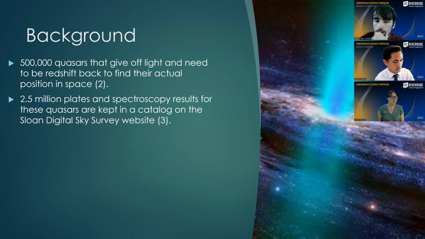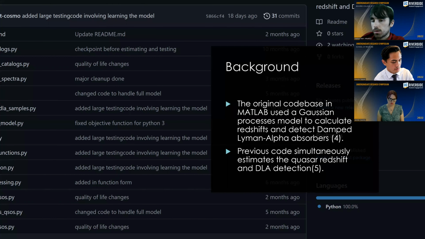which really works well with machine learning and computing it using a code base. This code base was originally in MATLAB and used a machine learning model known as a Gaussian process to calculate the redshifts and detect damped Lyman alpha absorbers that the quasar lights went through. And it originally combined two different estimations: the quasar redshift as well as the DLA detection itself. By combining those two, it saves a lot of work and puts the process down to about a week or two instead of possibly months when done through visual inspection.